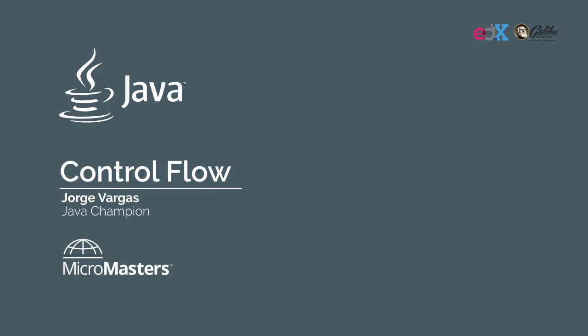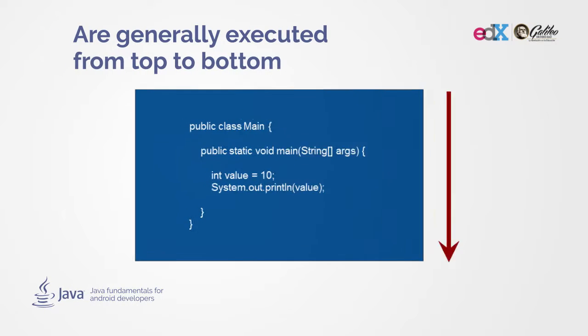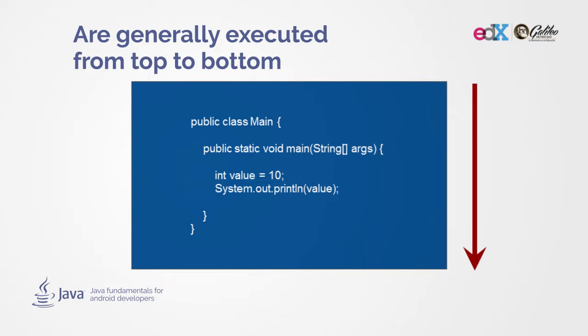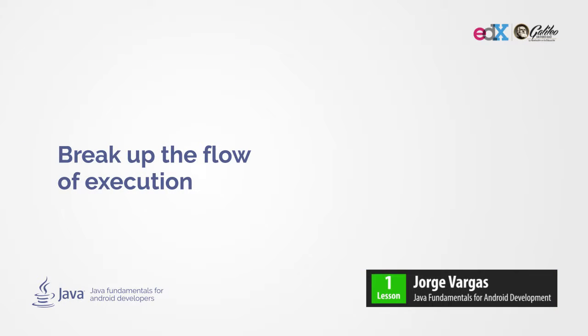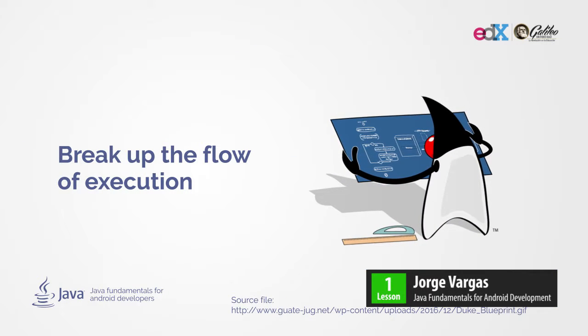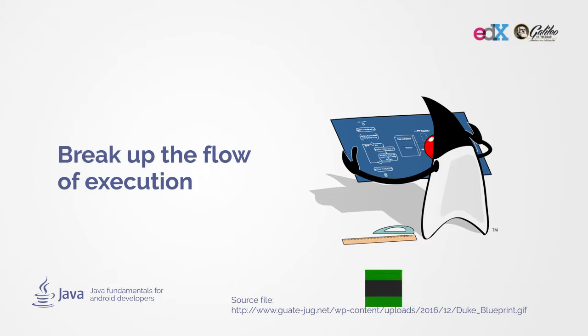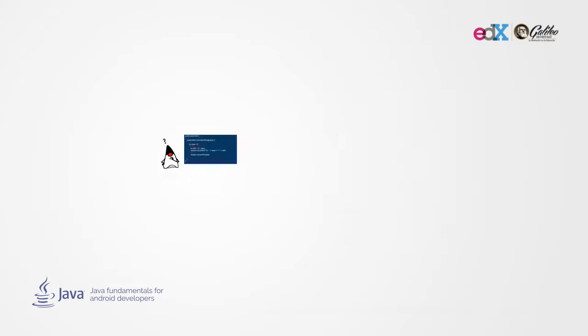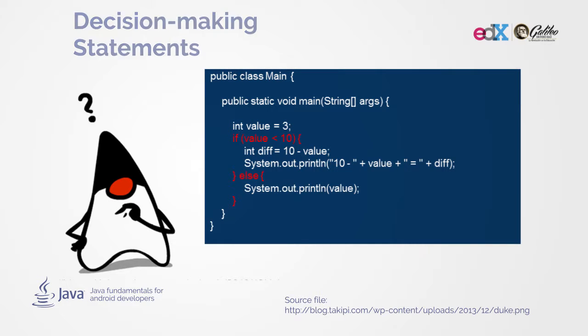Control flow. The statements that you are writing into your program are generally executed from top to bottom in the order they are written in the program. However, control flow statements break up the flow of this execution by applying decision making through looping and branching. This gives your program the ability to conditionally execute particular blocks of code. In this section, we will describe the decision making statements, the looping statements, and the branching statements.